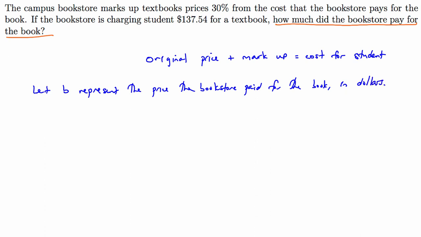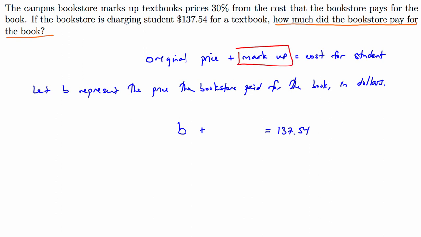Now that we have formally defined a variable to represent that unknown value of the original price, we can go back to the general concept we had, that the original price plus the markup would equal the cost for the student, and we can use that to come up with an equation. The original price of the book is the unknown, so I'll represent that with b. To that we will add the markup, which we will talk about in a moment. The bookstore's original price, b, plus the markup, is going to equal the cost for the student, which is $137.54.